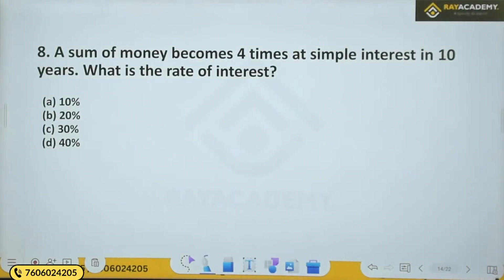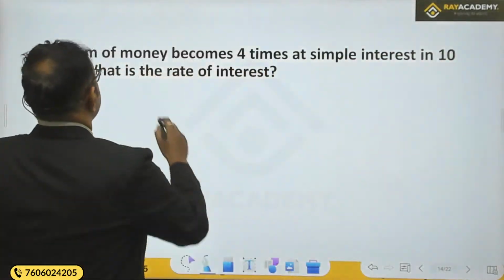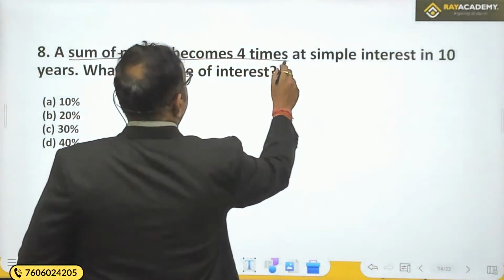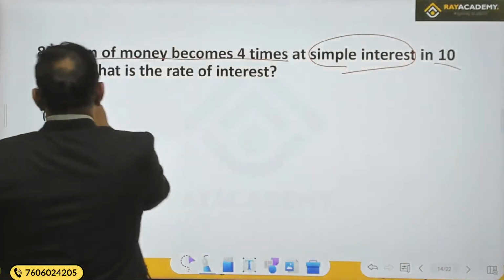Next question. A sum of money becomes 4 times at simple interest in 10 years. What is the rate of interest? Okay. A sum of money becomes 4 times at simple interest, in 10 years.